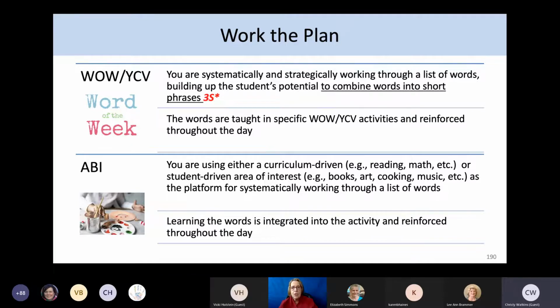And so the words that you work on in a word of the week or a year of core words are not just taught during a time in your schedule where you say, in this slot from 9:45 to 10:10, we work on word of the week things. No, that word, whatever's your word of the week, is going to be reinforced throughout the entire day and throughout the entire week. Most people who are doing word of the week or a year of core vocabulary define what words they are going to teach throughout the entire year.